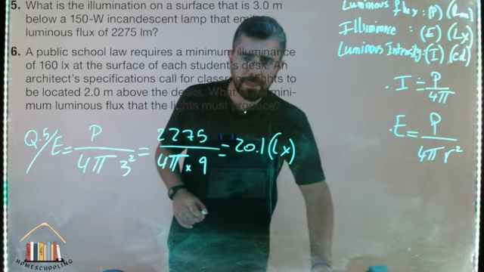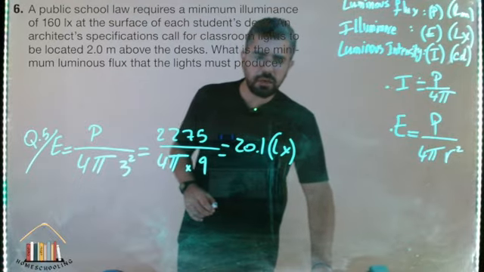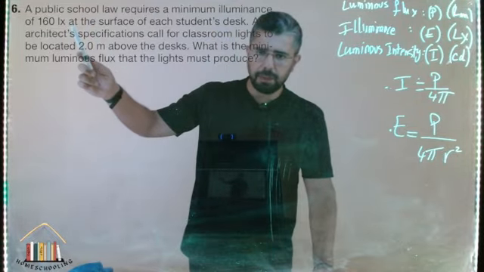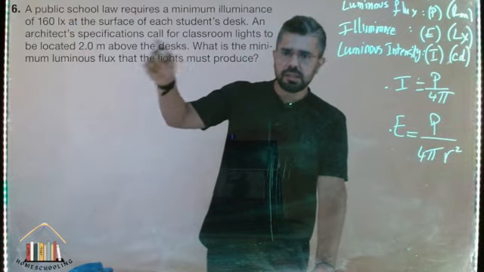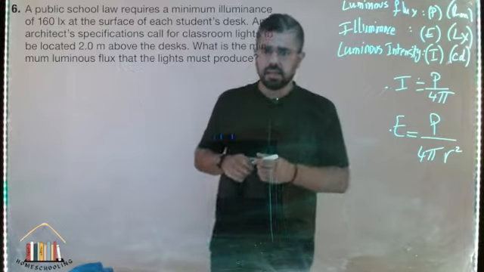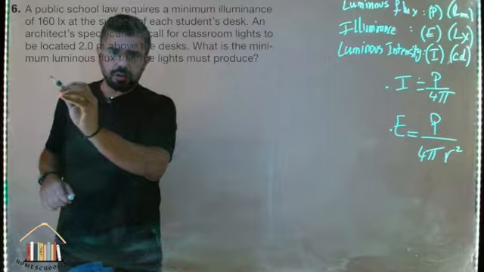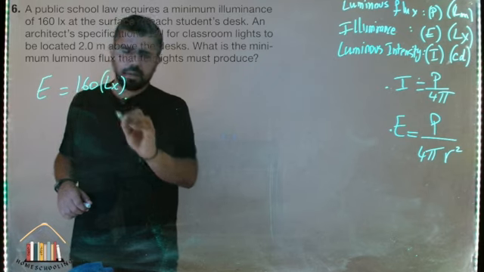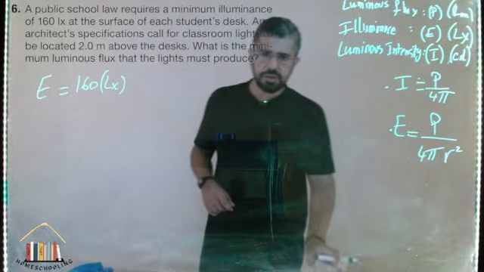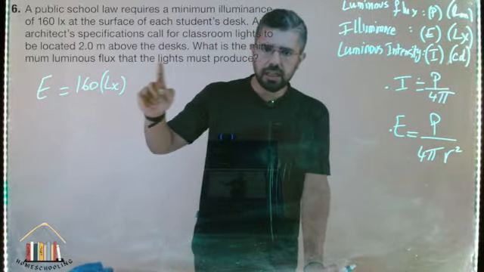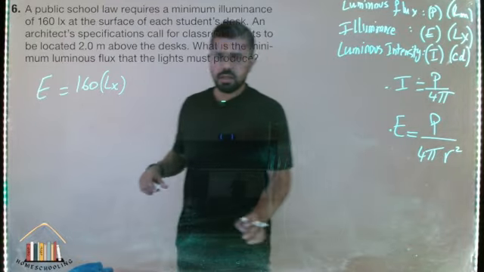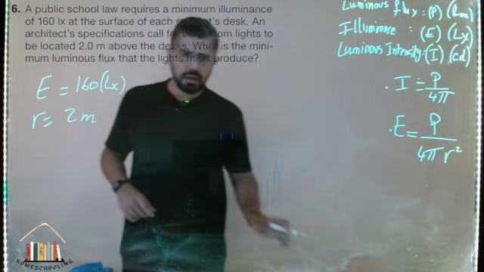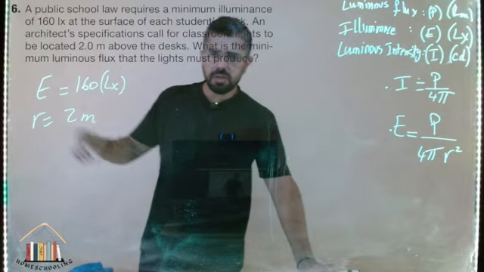All right, let's move on to question number 6 now. So let's start solving question number 6. We have a public school that requires a minimum illuminance of 160 lux. So let's write the given. Require a minimum illuminance of 160 lux at the surface of each student desk. An architect's specification called for a classroom light to be located 2 meters above the desk. So the distance is 2 meters above the desks. What is the minimum luminous flux?